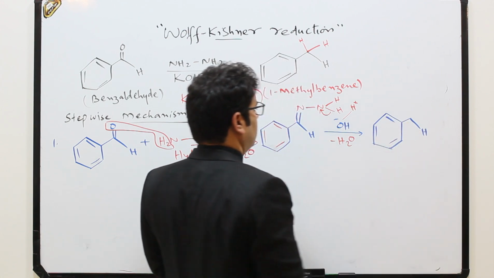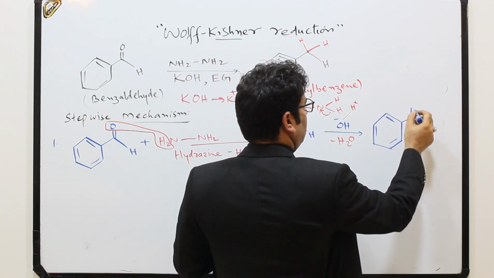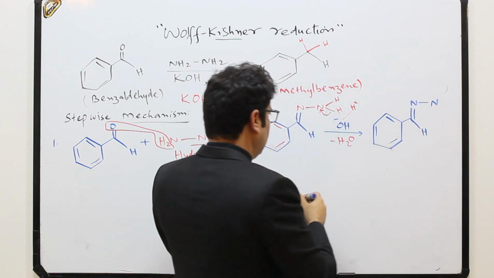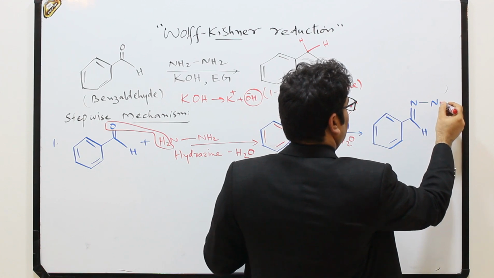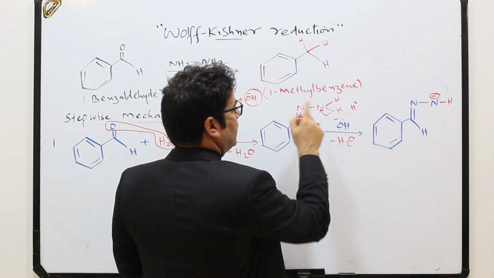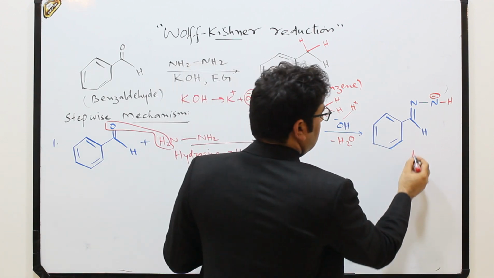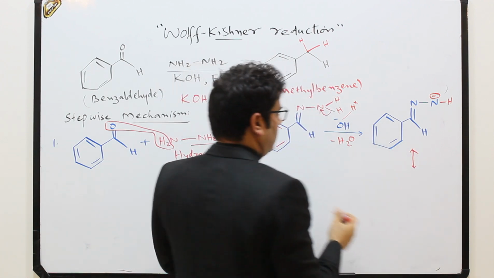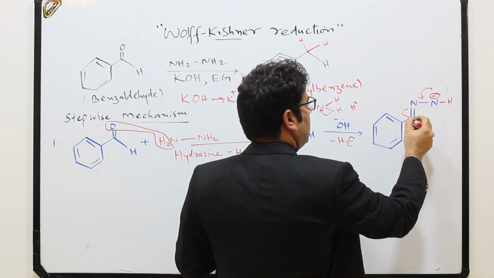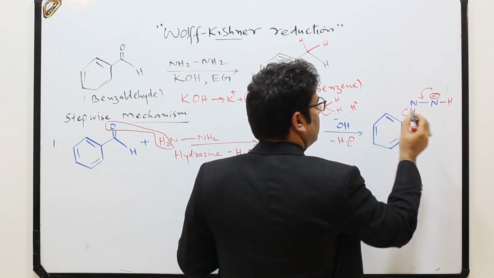We have here a triple bond. We have here N and N, H. You know there is a negative charge. Now this molecule will show resonance. When it shows resonance, this bond will come here as a double bond. This bond will break, so there will be a negative charge on this carbon.